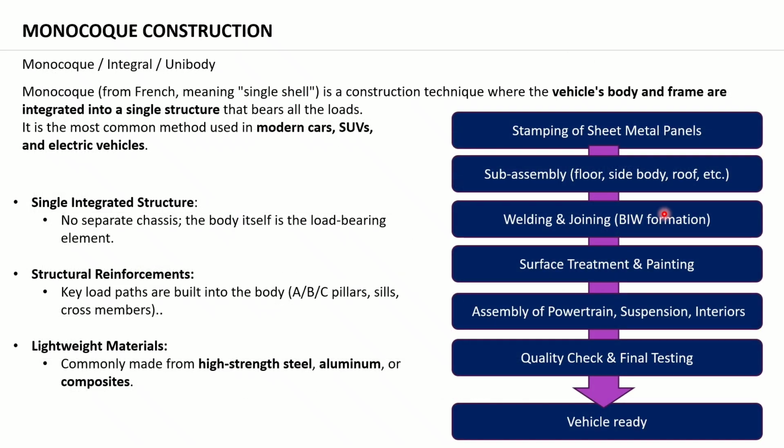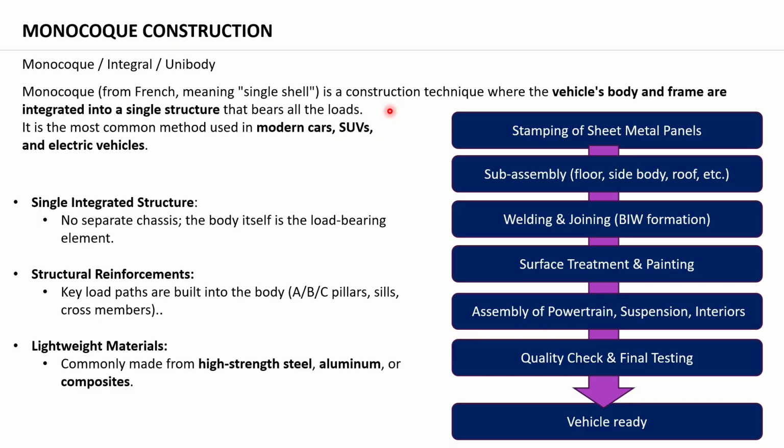Next one is monocoque construction. The monocoque is a construction technique where the vehicle's body and frame are integrated into a single structure that bears whatever load is on the vehicle.